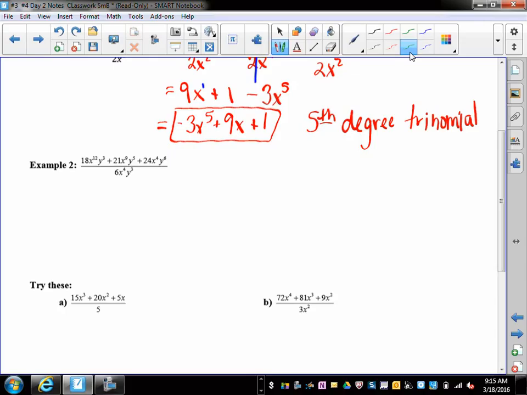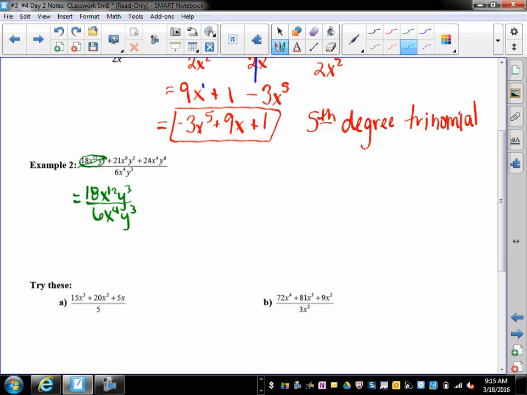I'm going to take my first term and break it up. So we have 18x to the 12th y cubed over my entire denominator. We should be writing this down and not talking. This is going to be a difficult one. So the entire first piece over my denominator.